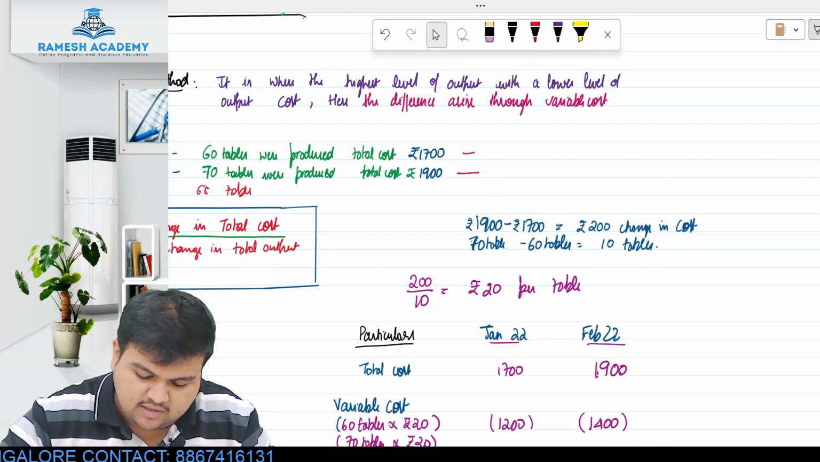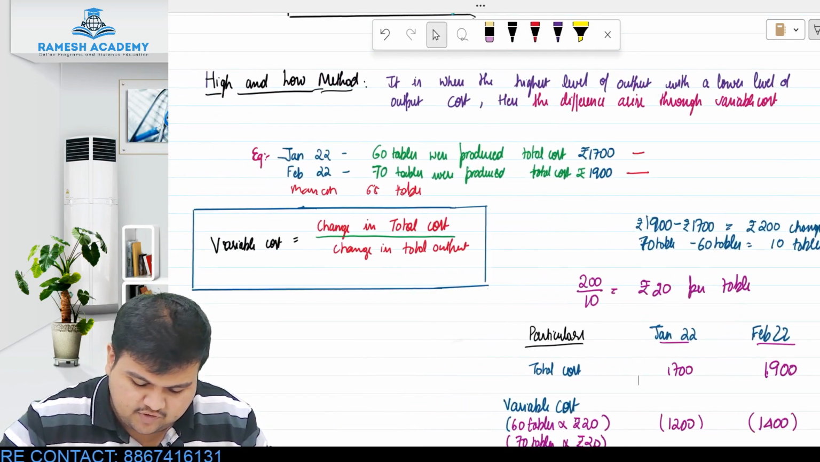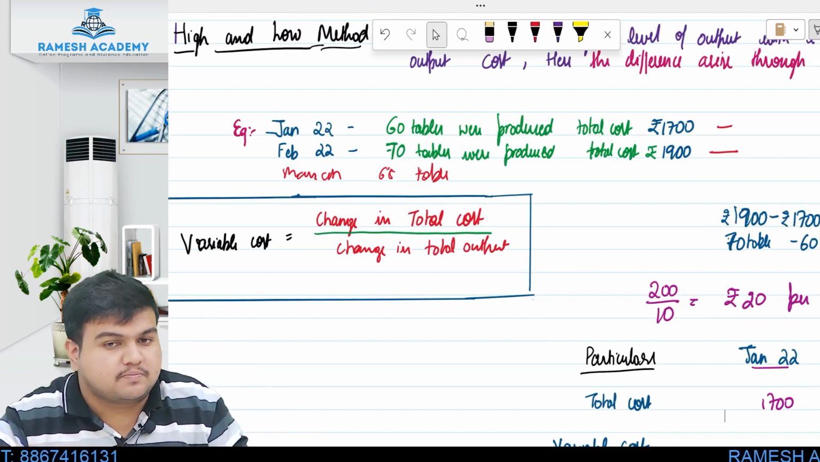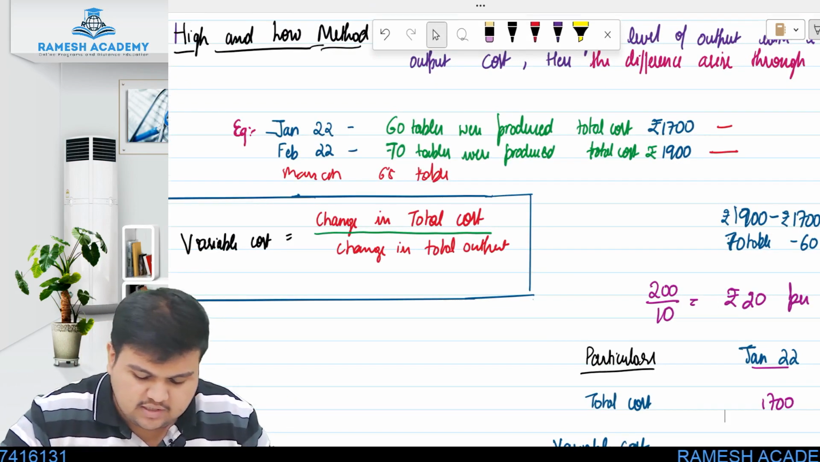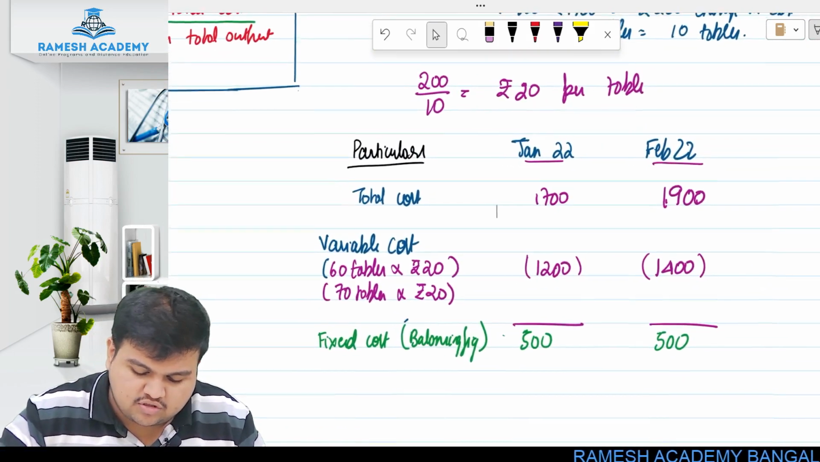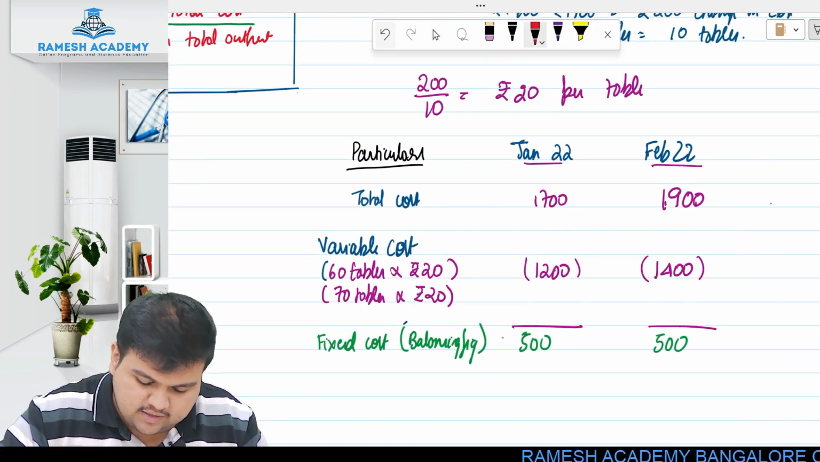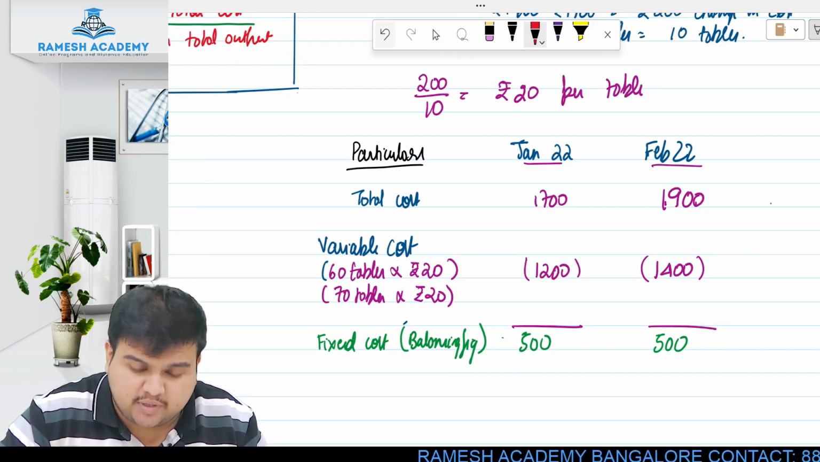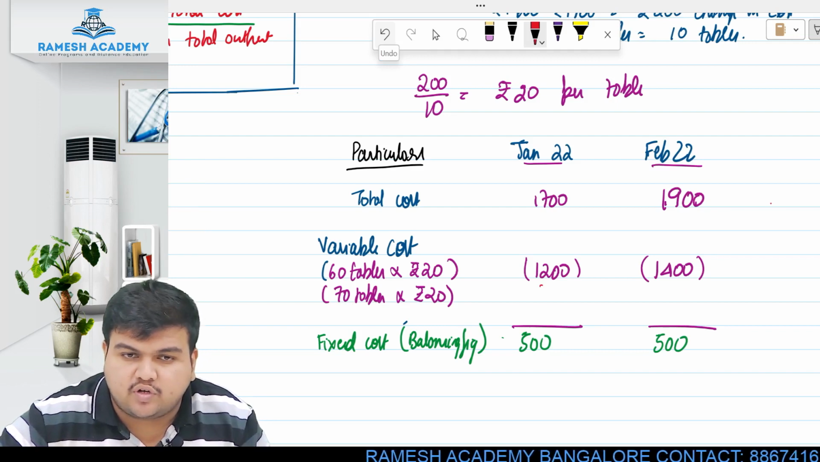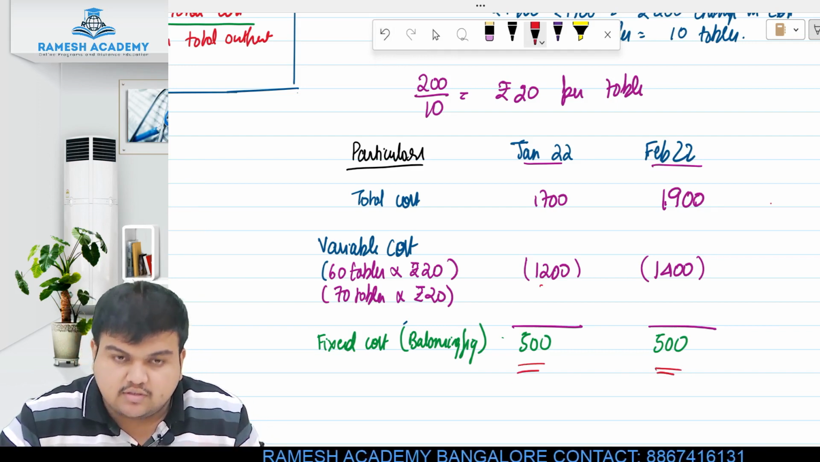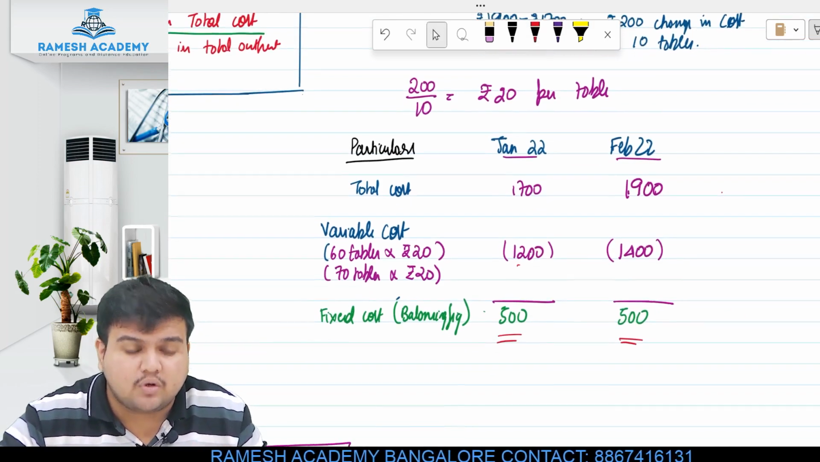The same way here, 1900 by 50. So change in total cost divided by change in total output, that is how you get the variable cost. Now you need to put it in a table. Total cost is 1700, 1900. Then variable cost, 60 tables into 20 per unit, 70 tables into 20 per unit. You get 1200, 1400. The difference between that is the fixed cost, a balancing figure. You get the same thing. This is the high and low method.